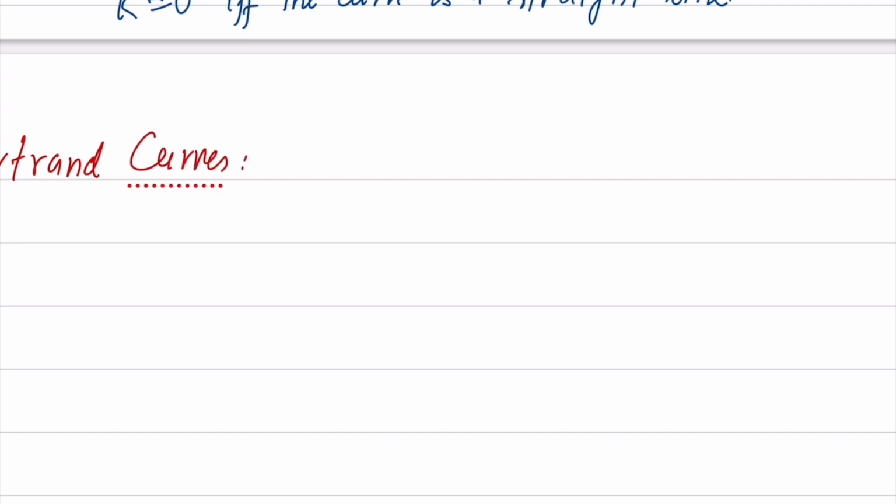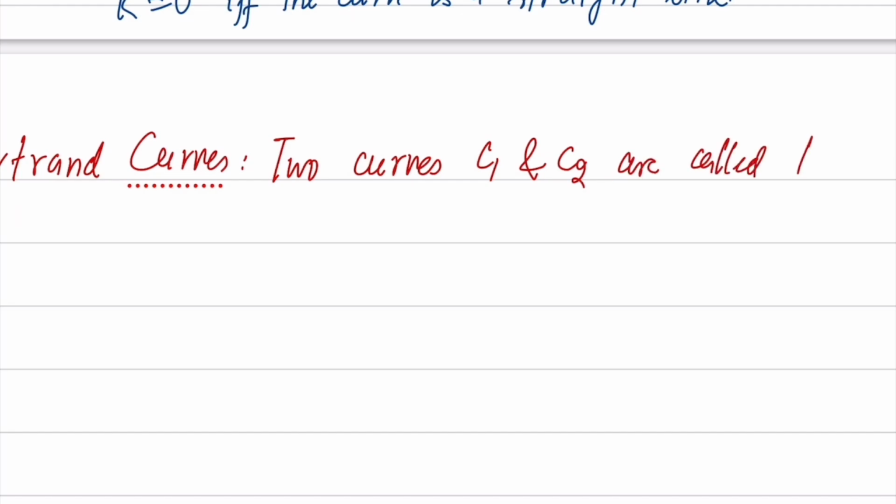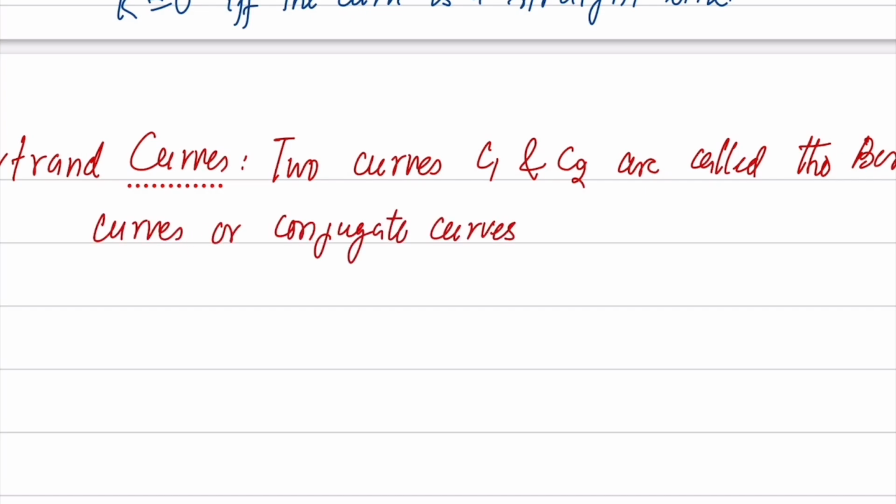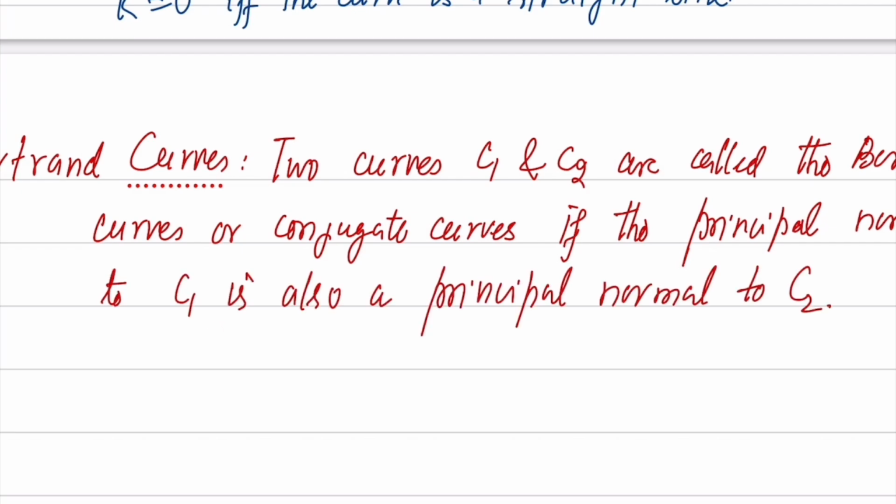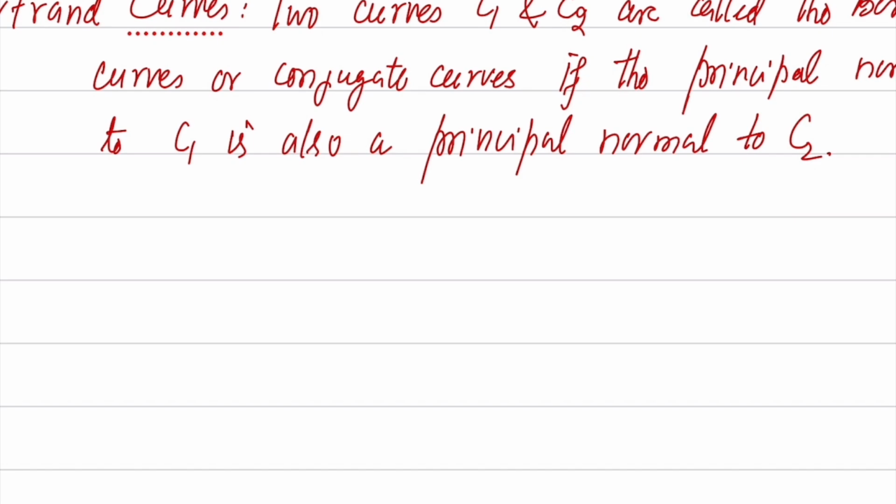So how do we define the Bertrand curves? Two curves C1 and C2 are said to be called the Bertrand curves, or we also call them conjugate curves, if the principal normal to C1 is also a principal normal to C2. Now we take up certain properties of these Bertrand curves.